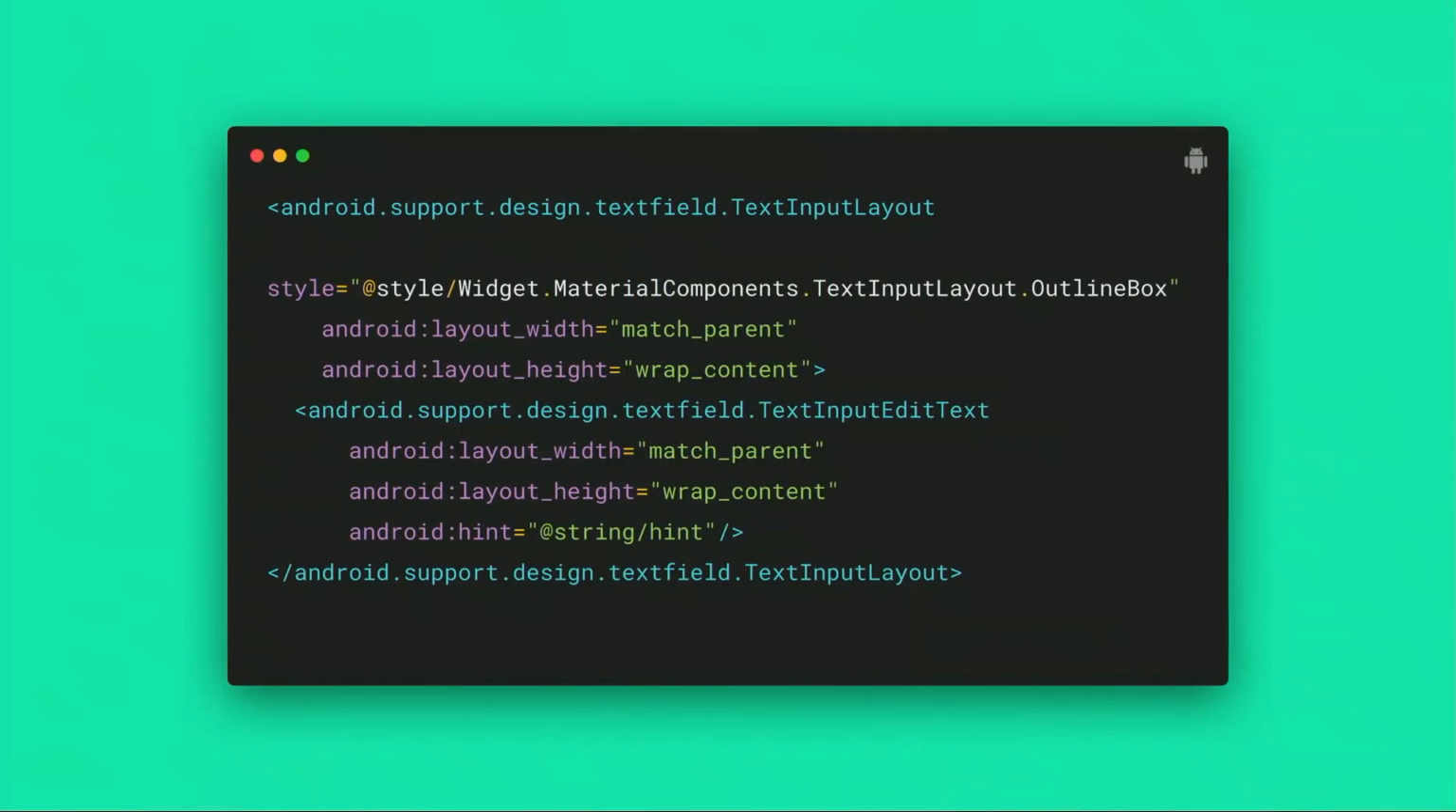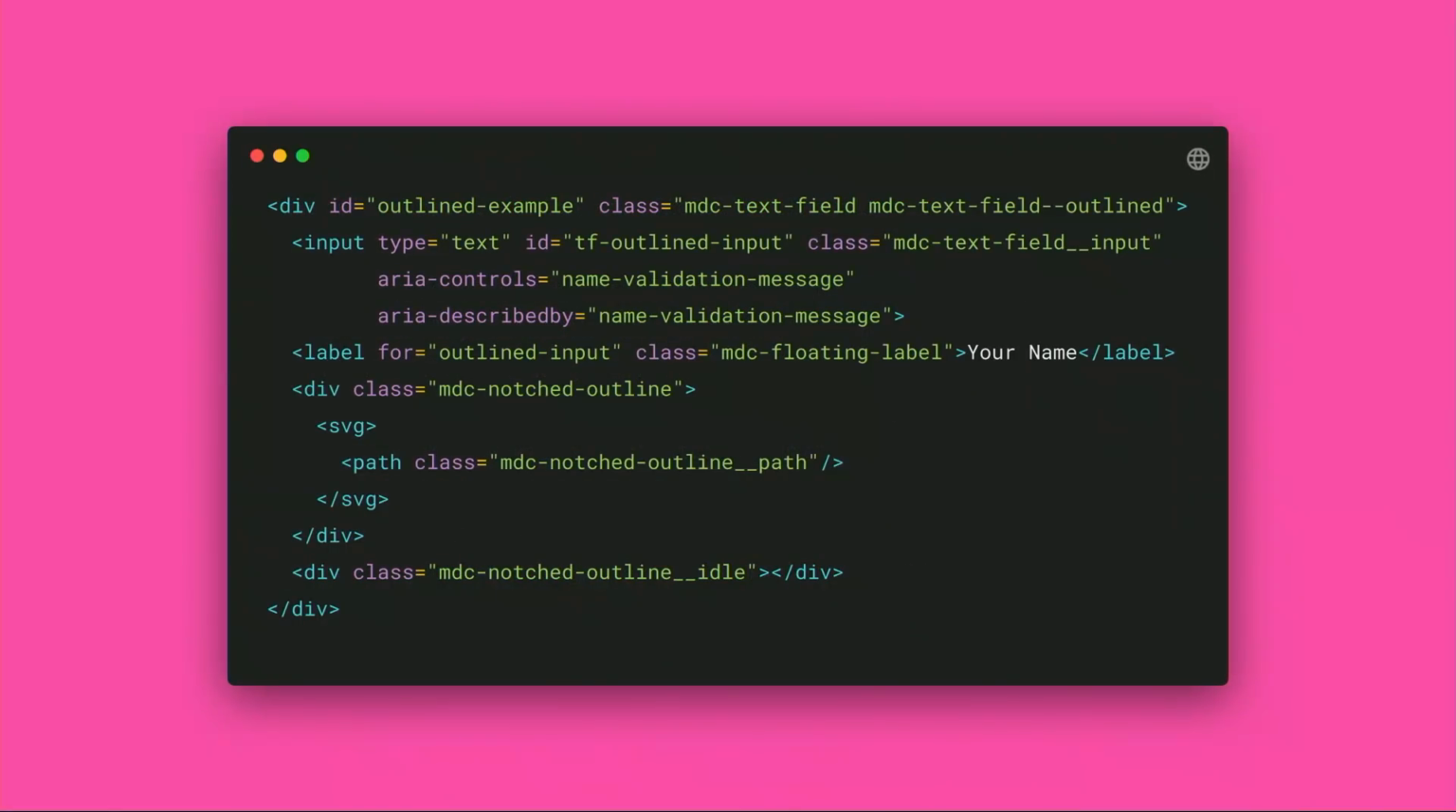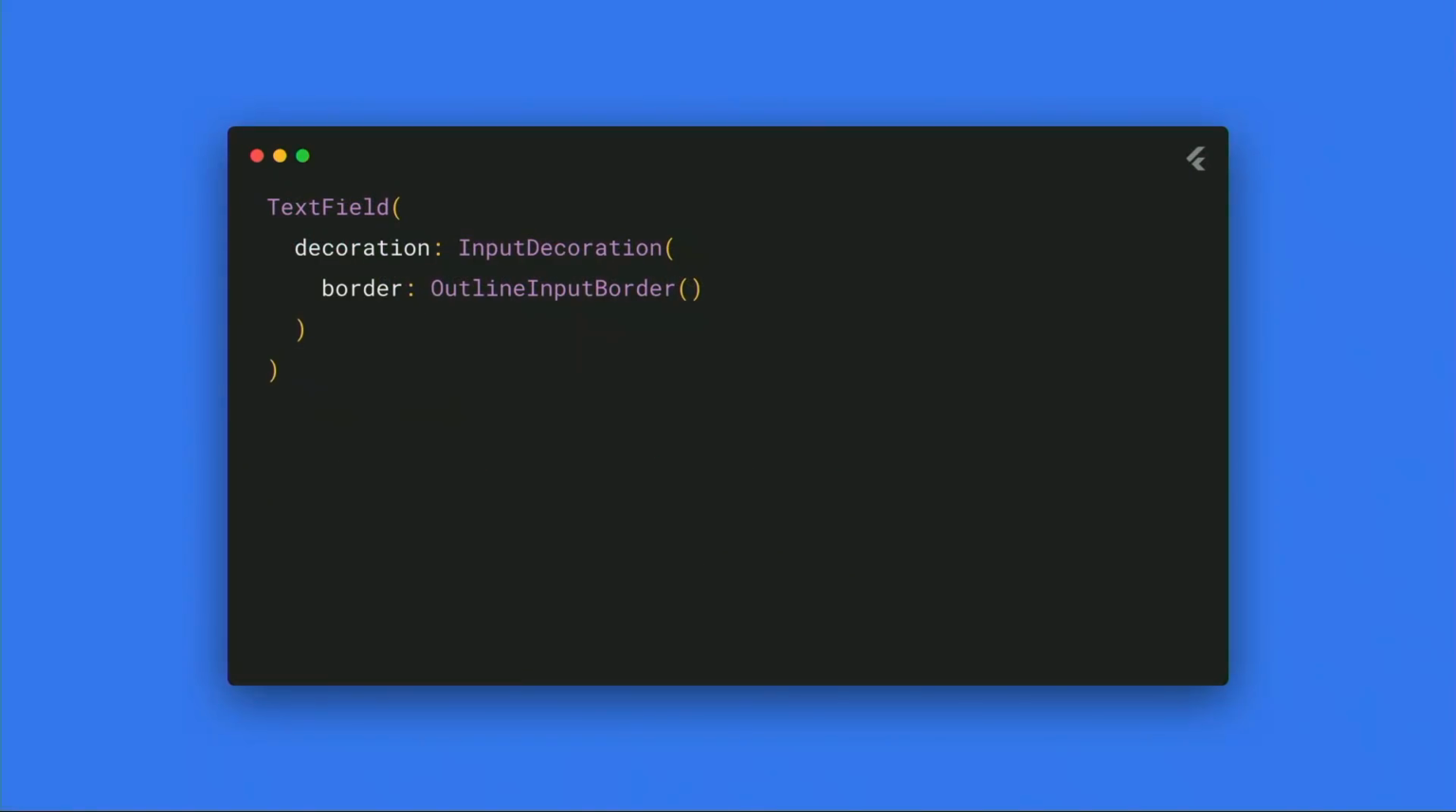So, doing this on iOS is a breeze, but what about Android? Well, you set the outline box style on the text input layout element in your layout. On web, you just replace an element with class MDC line ripple with an element with class MDC notched outline, with an SVG with a path of class MDC notched outline path, and an element of MDC notched outline idle. And don't forget the modifier class MDC text field outlined. It couldn't be simpler. And on Flutter, you change the outline to border, or the border to outline.